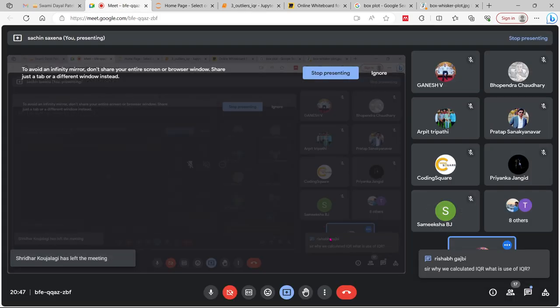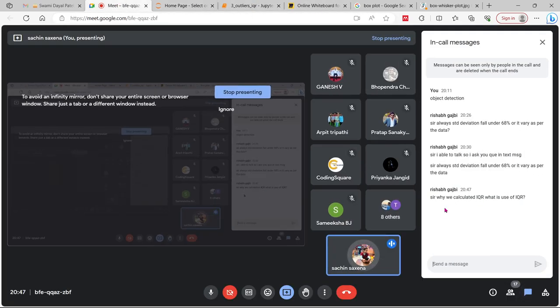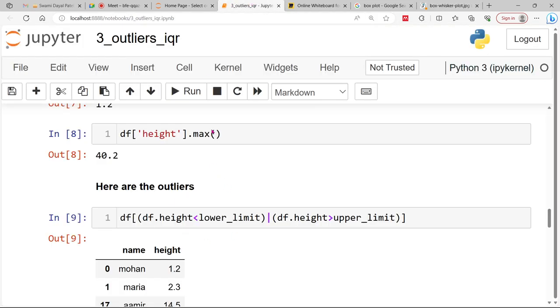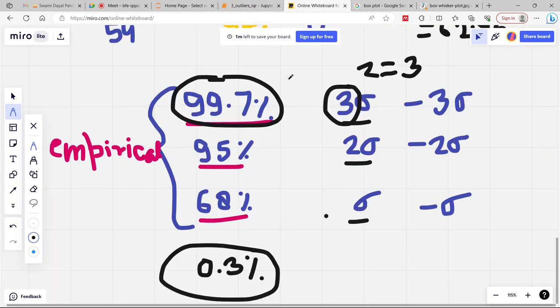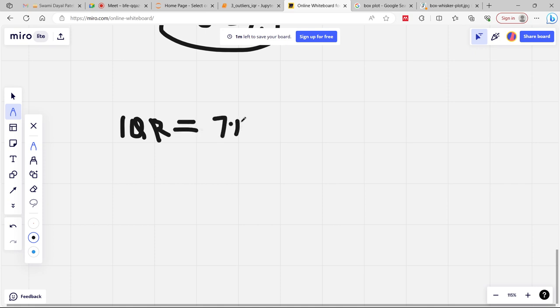Yes, Rishabh. Okay. Sir, why do we calculate IQR? What is IQR? Okay. IQR is simply the difference between the 75 percentile and the 25 percentile. It's a fixed formula, right?